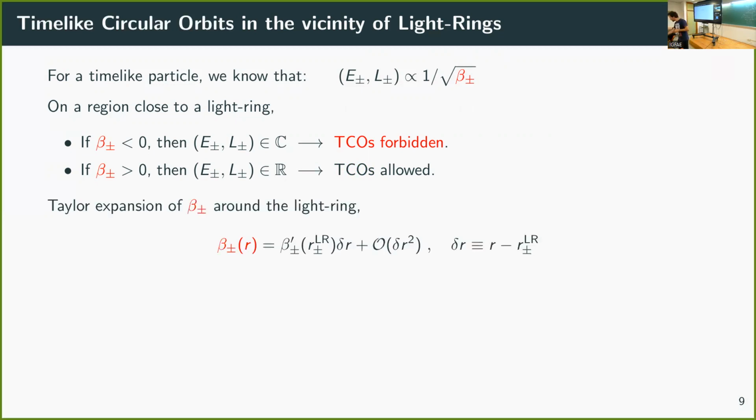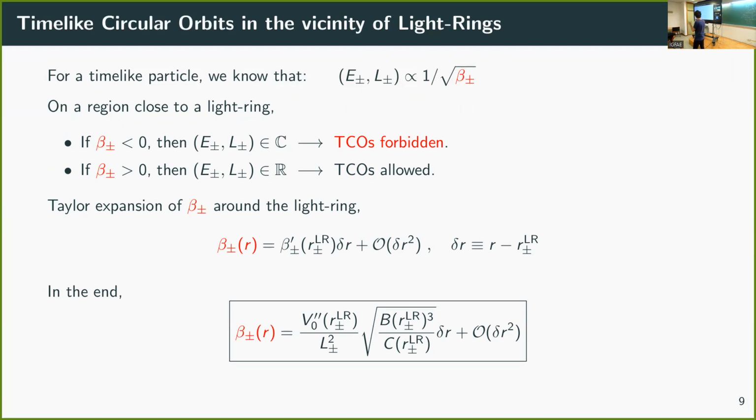For that, you can do a Taylor expansion around the light rings. In first order, you only have the first derivative of beta, since beta at the light ring is equal to 0. By computing that derivative and simplifying everything, you get this result, where we have this square root. What comes out of a square root is a positive number, so this is positive. L squared is also a positive number. So the sign of beta only depends on the stability of the light ring and whether we are radially above or below the light ring.